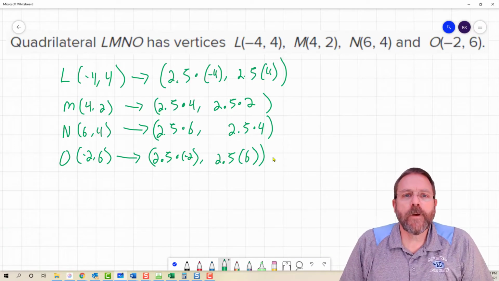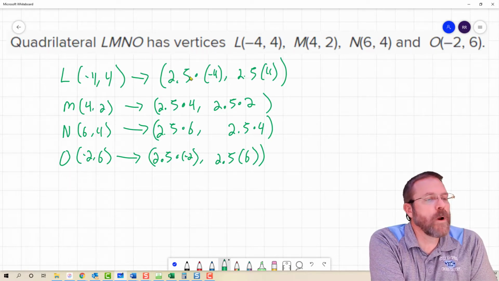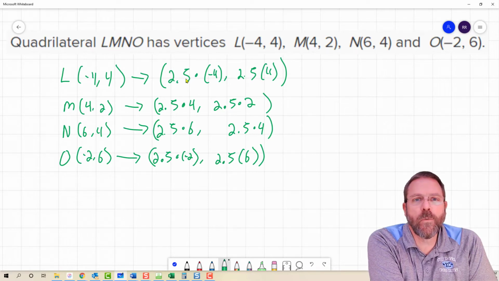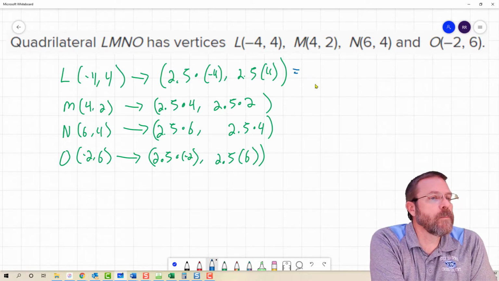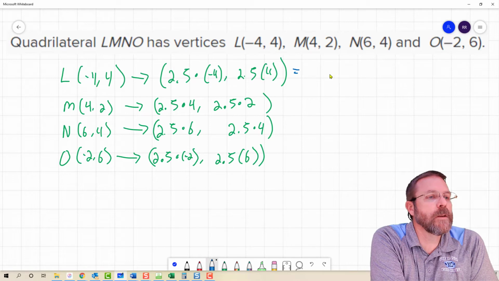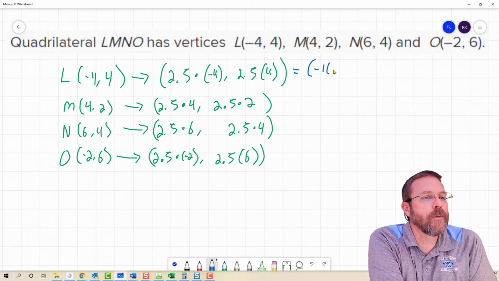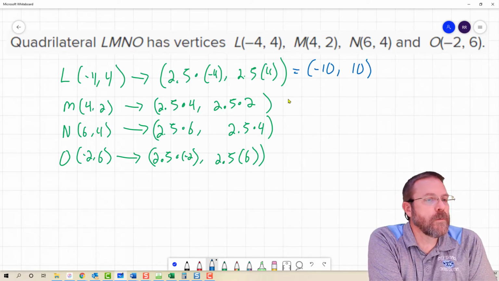Alright, I went ahead and laid the foundation for my problem where I've listed the coordinates of each of the pre-image points, and then I showed in here where I multiplied each one of those coordinates by 2.5 because we had a scale factor of 2.5. From here, let's go ahead and pull it on out. So 2.5 times negative 4 is going to be negative 10, and 2.5 times 4 is going to be 10, so that one is going to give me a point that's going to be a negative 10 and a positive 10 for its new coordinate. The next value is going to be right here.